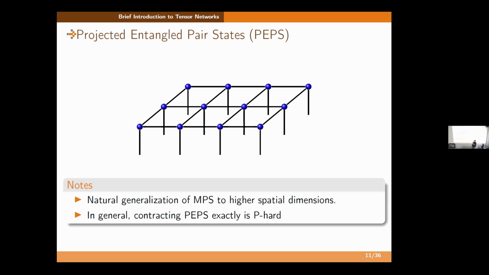But, oh, there's an error here, because in general, contracting PEPS is #P-hard. That means it is harder than NP in general, because #P problems are counting problems. I don't know if you are interested in the complexity theory here, but it's useful to know that it is harder than an NP problem in general. So that's why there are many methods to heuristically contract them.